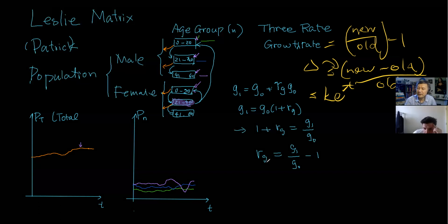It depends how you define the rate. Yeah, I think it's the same. I think RG is the same. We call them new and old, G1 and old G0. Okay, so that is the formula.